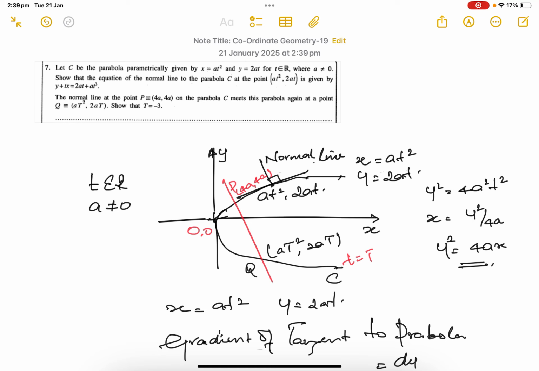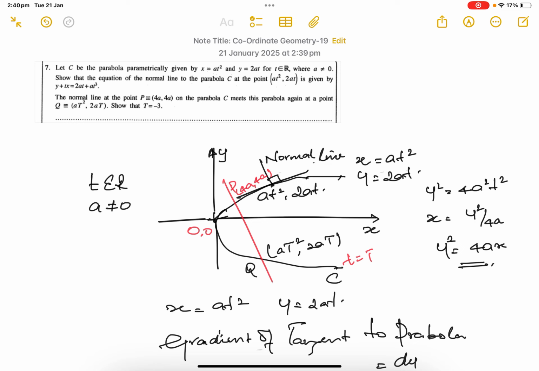A past question on coordinate geometry. Let C be the parabola parametrically given by x equals at squared and y equals 2at, for t an element of the real numbers, where a is not equal to 0, we'll talk about it later. Show that the equation of the normal line to the parabola C at the point (at squared, 2at) is given by y plus tx equals 2at plus at cubed.